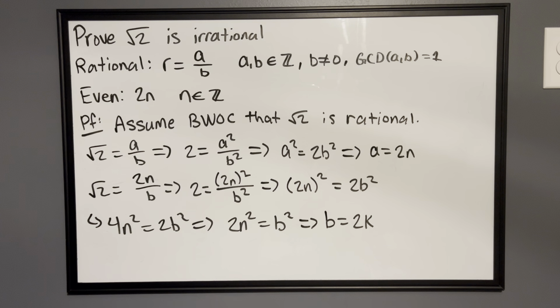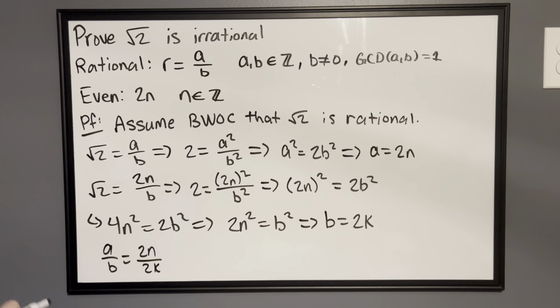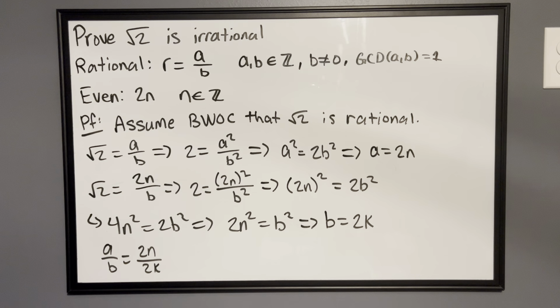And here's why. If a and b are both even, then a over b is equal to 2n over 2k. But you can probably see the problem here. These 2's can be canceled out. And we know that for the definition of a rational number, we don't need to simplify any terms. They should already be in their most simple form. So if we have 2n over 2k, their greatest common divisor is at least going to be 2. So that tells us right away that this can't work.